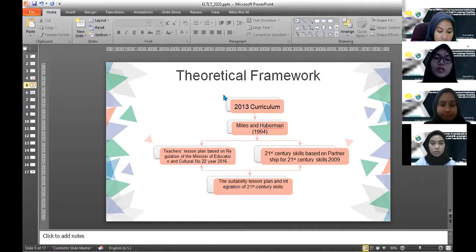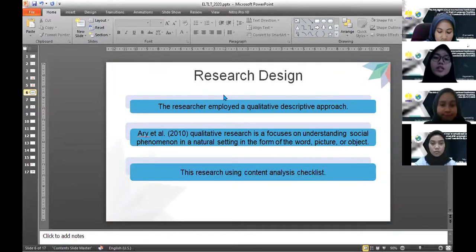This research uses the theory from Miles and Huberman in 1994, with attention to the regulation of the Minister of Education and Culture number 22, year 2016, and for the 21st century skills, the Partnership for 21st Century Skills 2009. And this is the research design. The researcher employed a qualitative descriptive approach. Qualitative research focuses on understanding social phenomena in a natural setting in the form of words, pictures, and or objects. It means that qualitative research is presented to describe or get information about the current condition of certain objects. This research will be analyzed and described using the content analysis checklist.